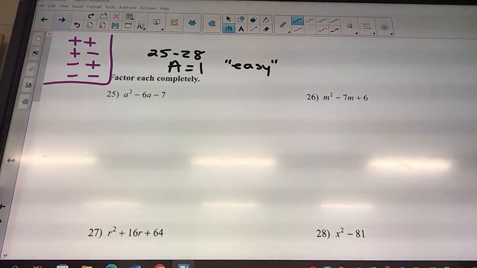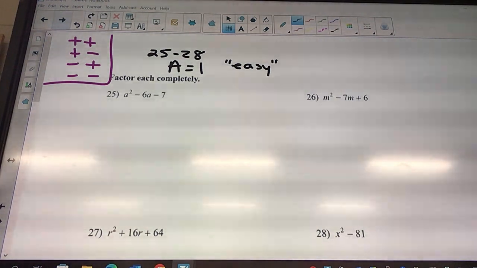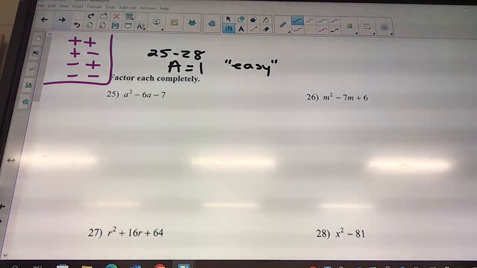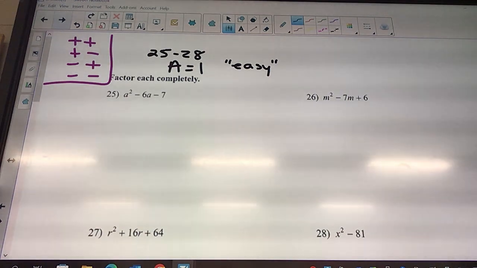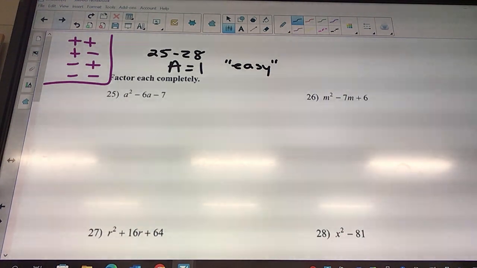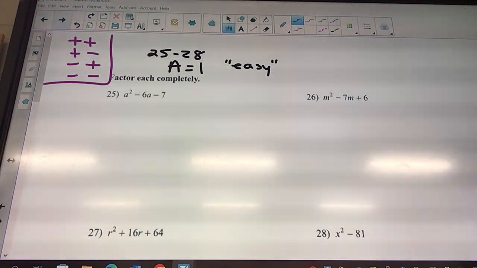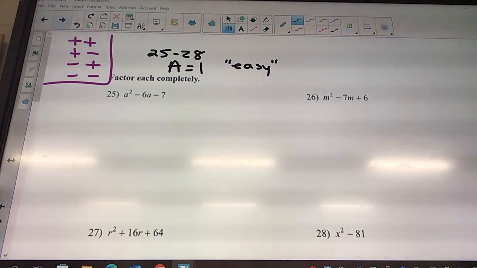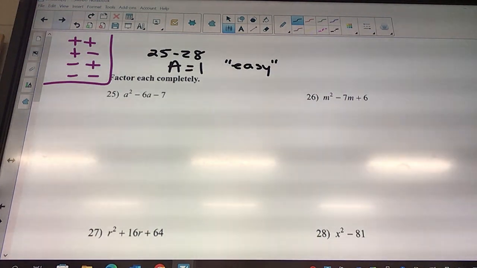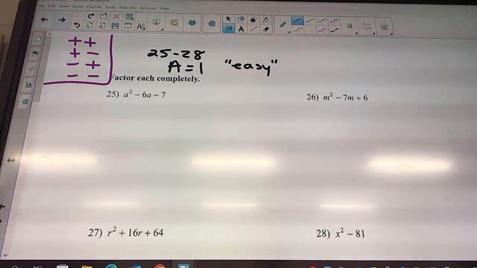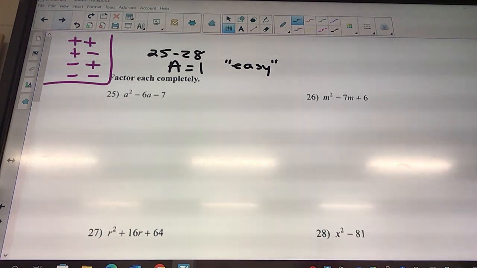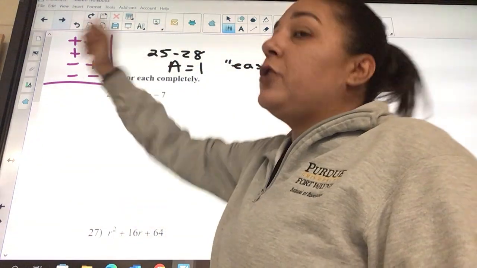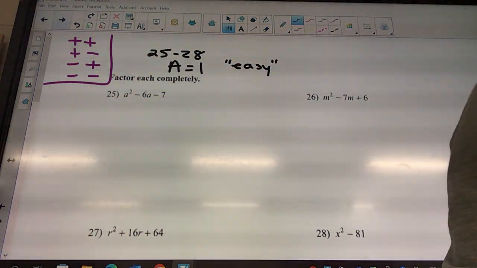Okay, 25 through 28, and I tried to write it on there for you, ours when A equals 1. Now, I don't want you to be confused when I do these numbers, because you're not going to have that many questions on your test like this. There's no number in front of the x squared, or the a squared, or the r squared, or the m squared, so those are considered the easier ones of the factoring types. Also, if you need it, please draw the chart on your paper so you have it for your test day.